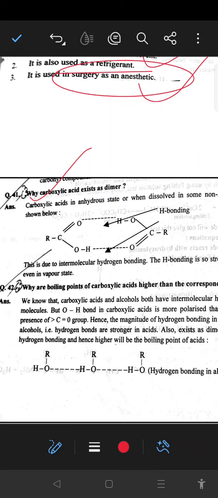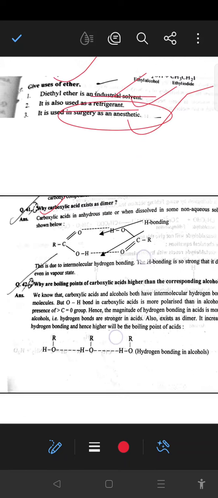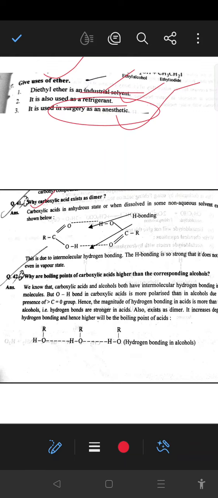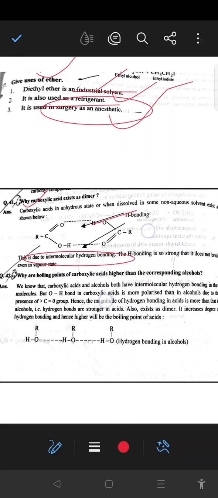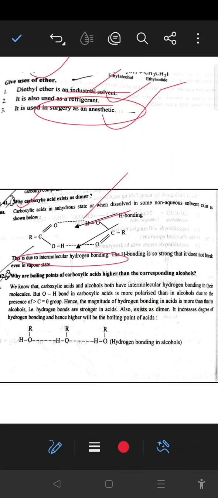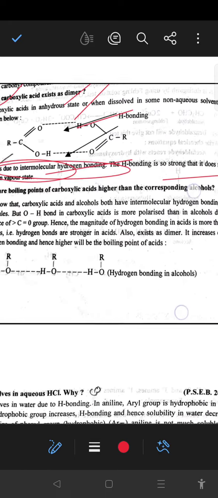Next, why does carboxylic acid exist as a dimer? Again, a very important question. In case of carboxylic acid, the structure shows intermolecular hydrogen bonding between the molecules of carboxylic acid, which gives a large magnitude of hydrogen bonding. Due to that, carboxylic acid in anhydrous state or when dissolved in some non-aqueous solvent exists as a dimer, as shown below. This is due to the intermolecular hydrogen bonding. The hydrogen bonding is so strong that it doesn't break even in the vapor phase.